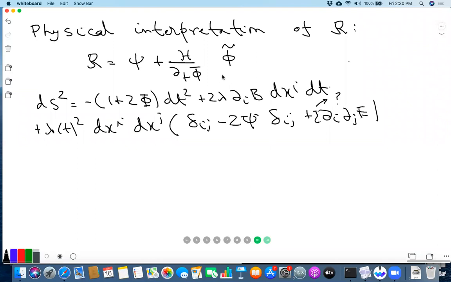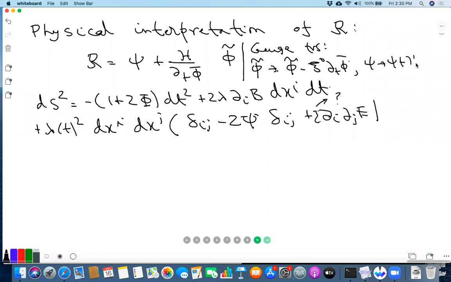Okay, so here remember that we had a gauge invariance and R was a gauge invariant object. The gauge transformation involved this time translation, the xi naught symmetry. So phi tilde goes to phi tilde minus xi naught del t phi bar, and psi goes to psi plus H xi naught. And that's why this combination was gauge invariant.